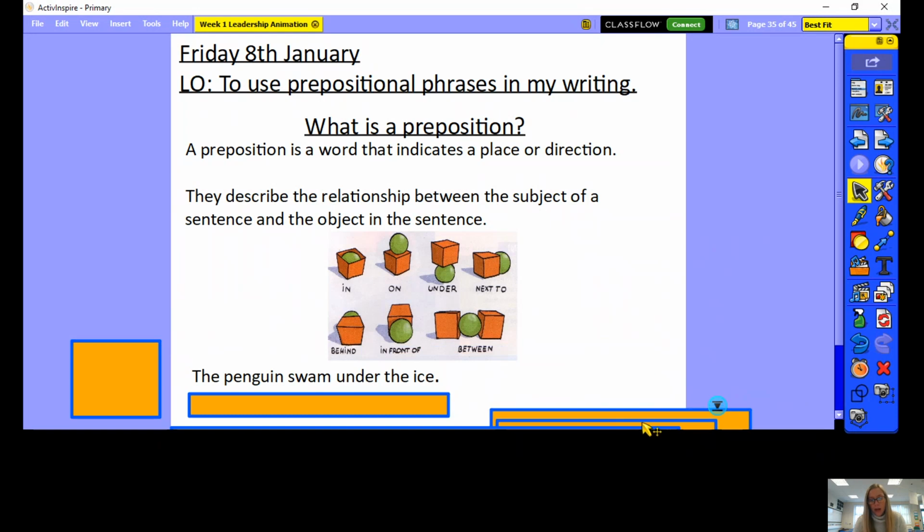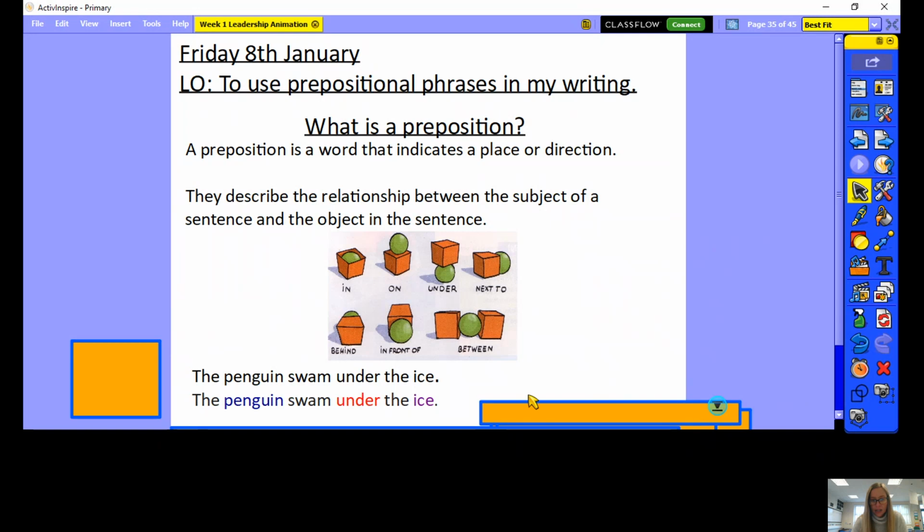So the penguin swam under the ice. Pause the video now and think, what do you think the preposition is in this sentence? Okay, well done. So the preposition here in this sentence is under. The word under indicates a place where the penguin is going, the direction.